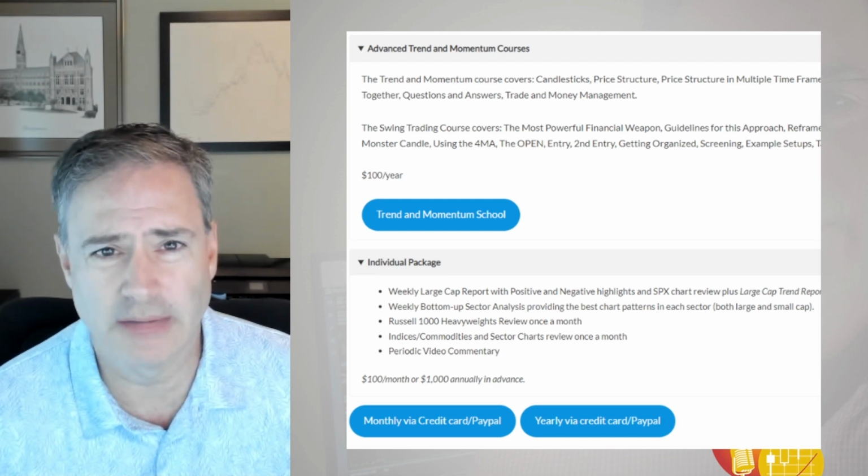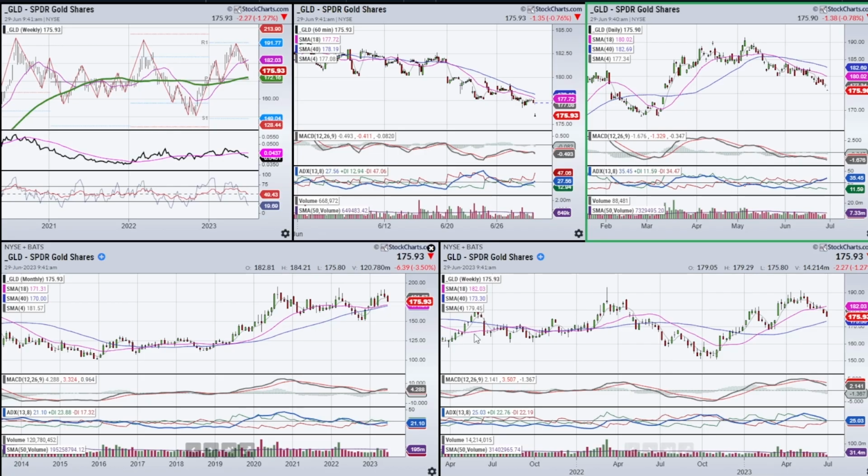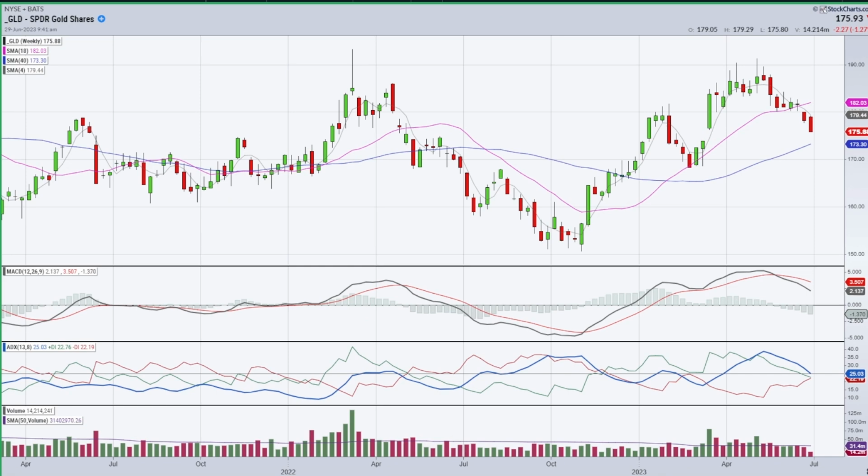Let's go ahead and get into the individual symbols now. Okay, I'm going to start with the GLD and follow up on what we've been talking about, especially with respect to this lesson and the reason why I use two time frames. So let's just look at this pullback that took place here.